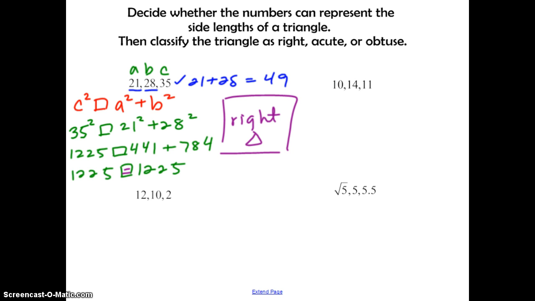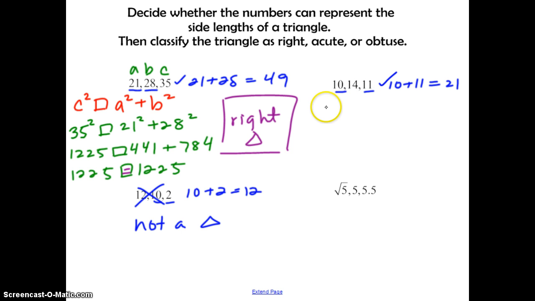Now let's take a look at the next one. So we want to test whether it's a triangle. So take the two smallest, 10 plus 2, and that equals 12. Because 12 is not greater than 12, these side lengths do not make a triangle. And you can stop there. When we take a look at this one, the two shortest sides, 10 and 11. 10 plus 11 equals 21. 21 is greater than 14, so these do make a triangle.